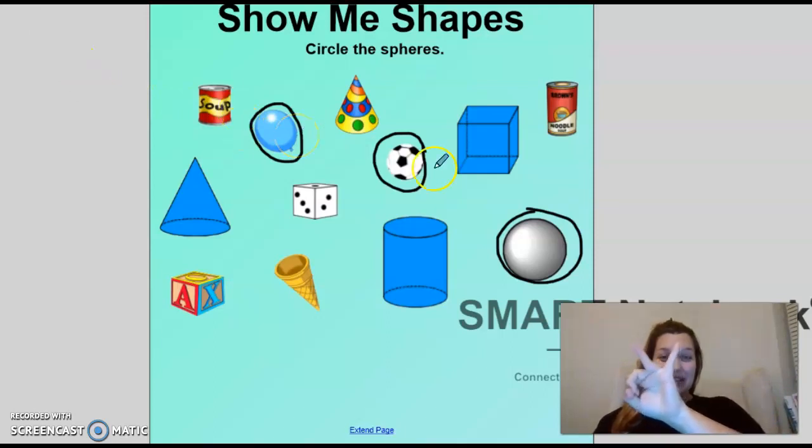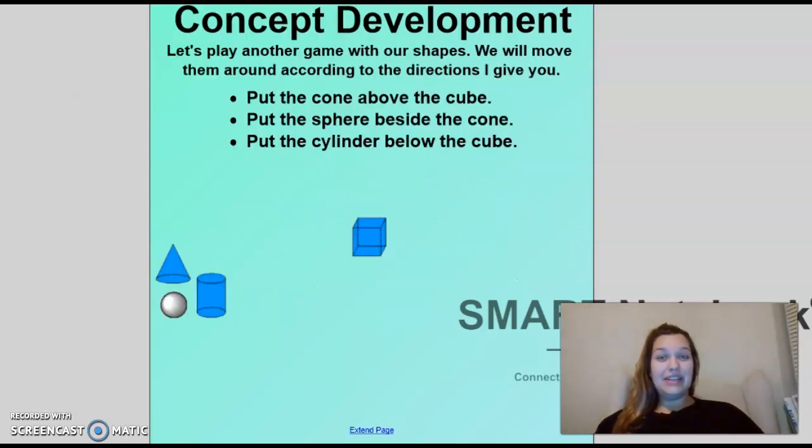Let's see how many we found on the page. 1, 2, 3. All right, great job with our warm-up. Now we're going to talk about those positional words. And how we're going to play this game is I'm going to tell you a shape, and you're going to just show me above, below, beside, behind, or in front of, okay? So you're going to use your hands.